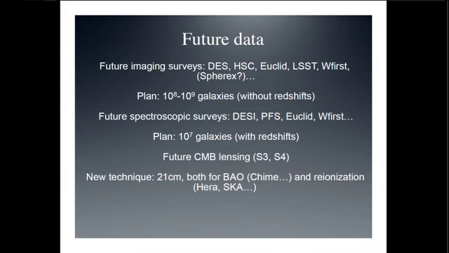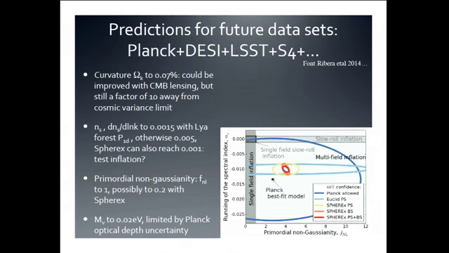There are going to be a lot of surveys in the future, both spectroscopic surveys, like DESI and PFS, and imaging surveys like DES, a lot of names. The plan is to measure hundreds of millions of galaxies on the imaging side and tens of millions of galaxies on the spectroscopic side, and just get more and more information. There's also a lot of improvement on the CMB, and there are also new techniques. Let me show you one more slide, which is how well we may be able to do in the future with these surveys.